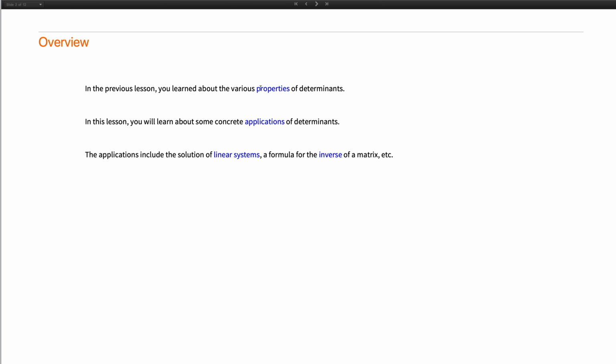In the last lesson, we talked about the various properties of determinants. And now in this lesson, we'll switch over and talk about some applications of determinants to real problems. The applications will be things like solving linear systems, a formula for the inverse of a matrix, etc. So that's the theme for the lesson: applications of determinants.